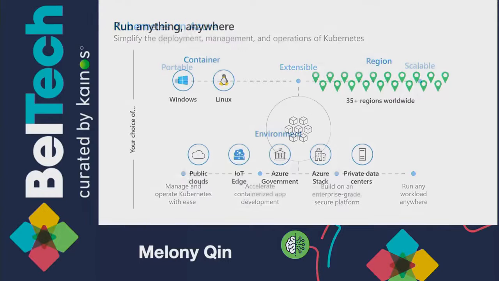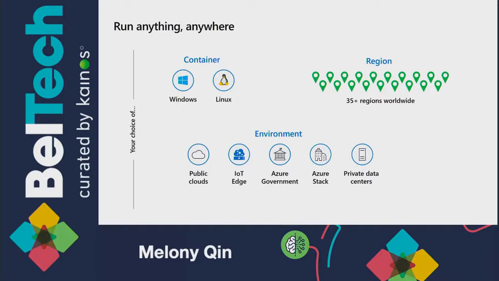Azure Kubernetes Service is a platform designed for citizen developers. It supports both Windows and Linux containers. It's been deployed over 13 Azure regions, not only as a public cloud offering, but also supporting private data centers with Azure Stack. And we can even see some very positive growth in deploying AKS on IoT edge devices.